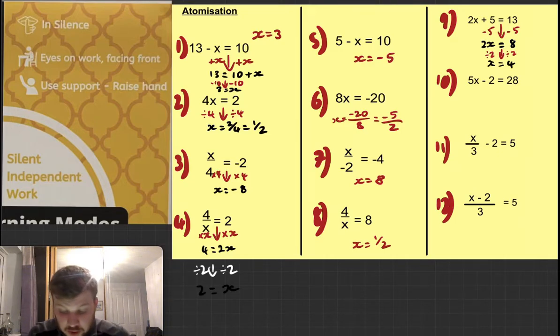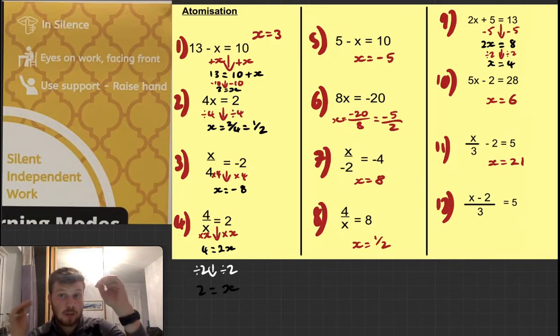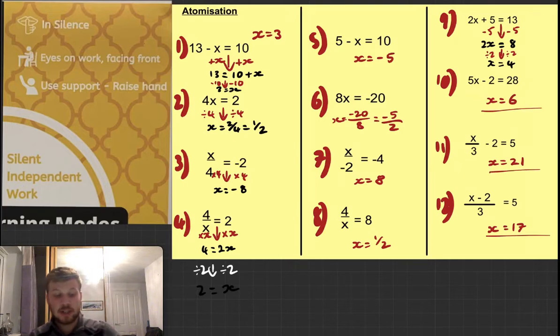And good, so for the first one, we should be adding 2 to get 5x equals 30. Dividing by 5, we should get x is equal to 6. For the next one, adding 2 to get x over 3 equals 7. Times by 3, we get x equals 21. And for the last one, I've got x minus 2 on the top, all divided by 3. I need to times by 3 to get x minus 2 equals 15, then add 2 to get x is equal to 17. Really well done if you had a go at those.